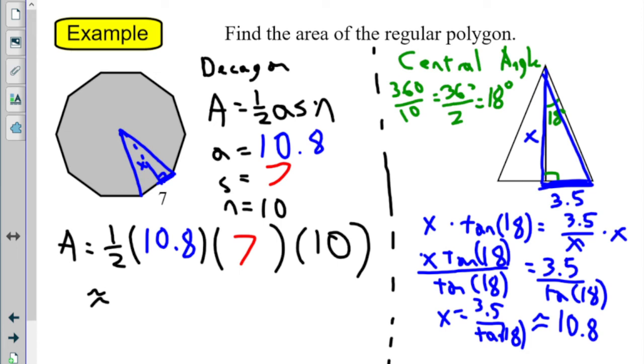Which gives me, I'm going to go to 3 decimal places again, 377.016 units squared.